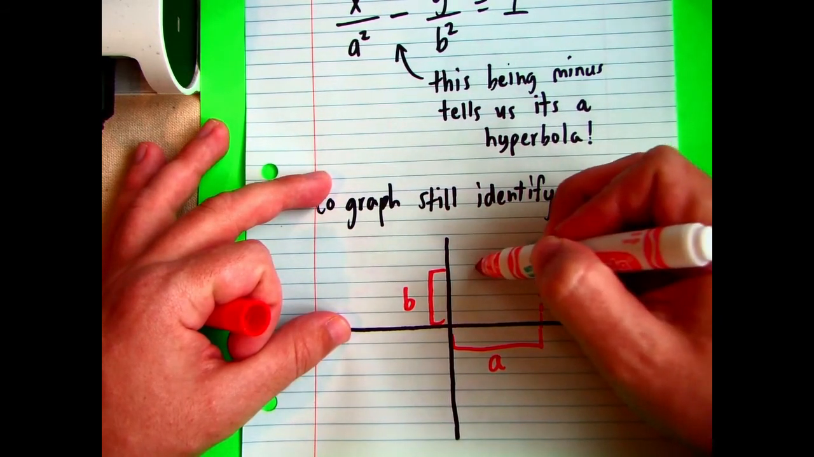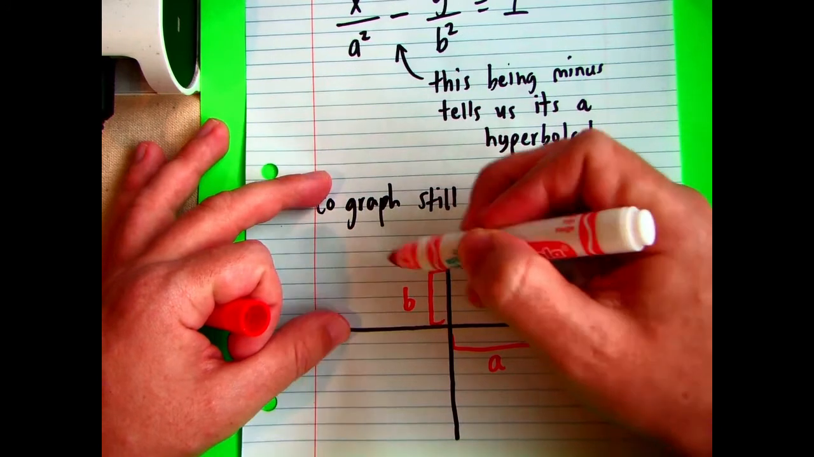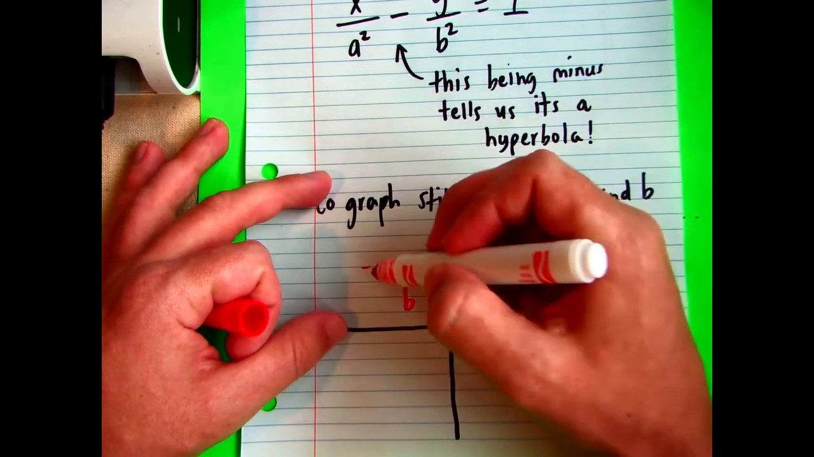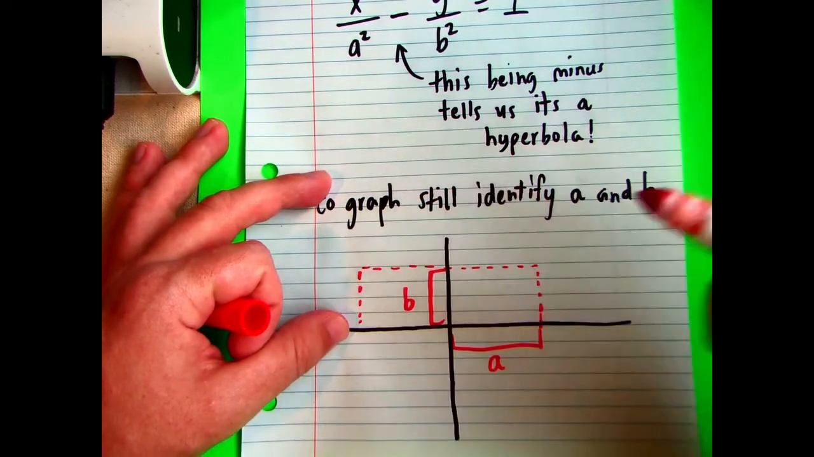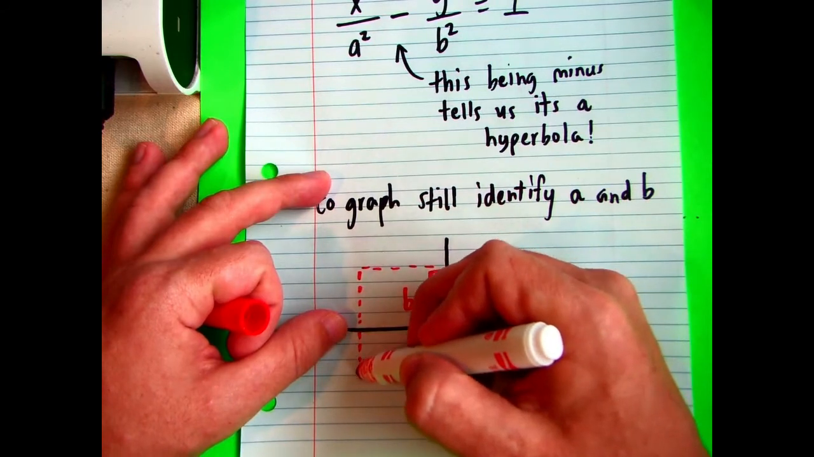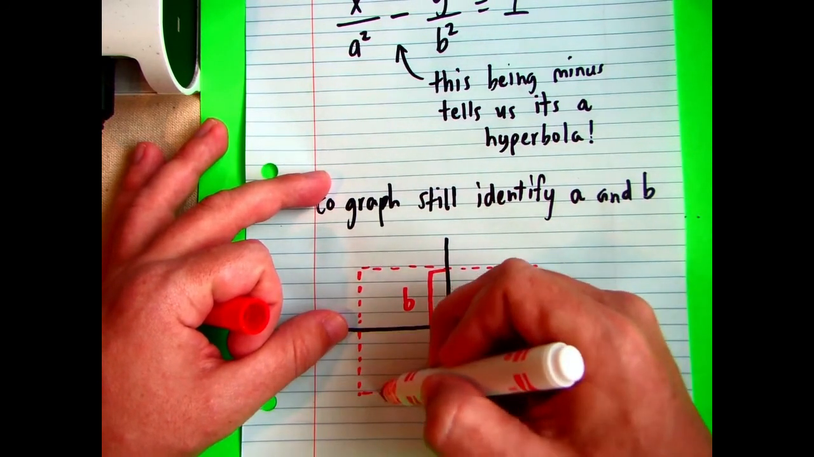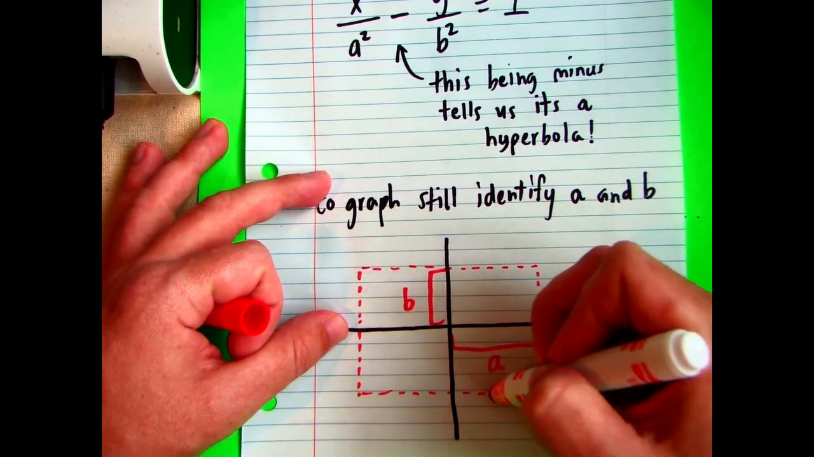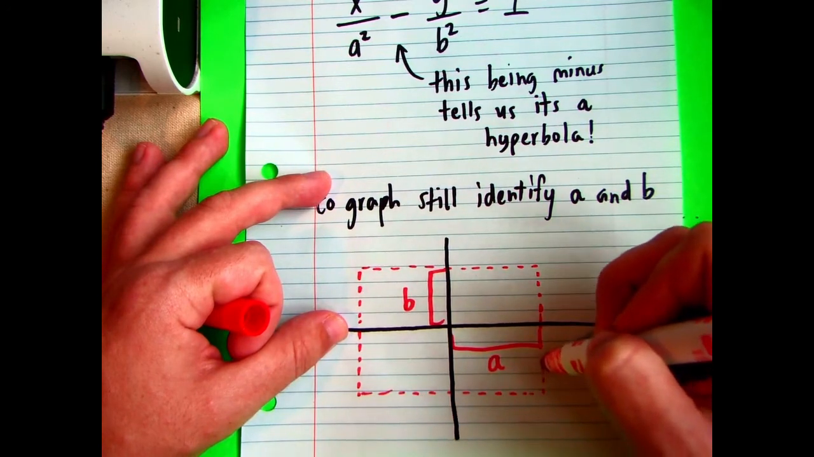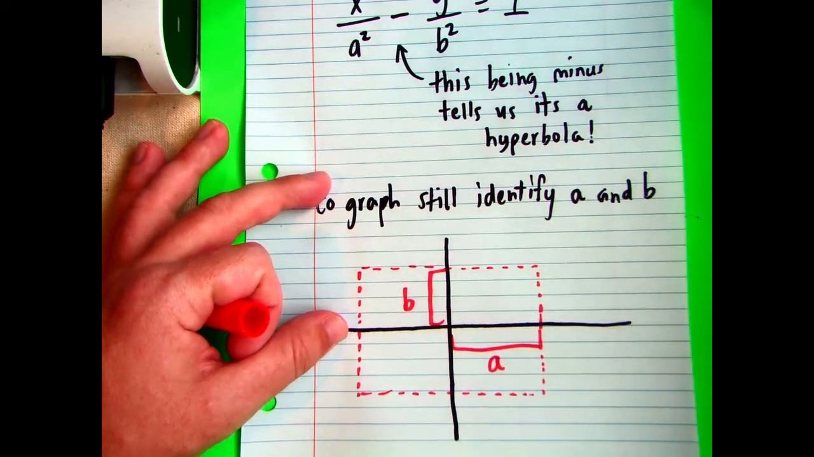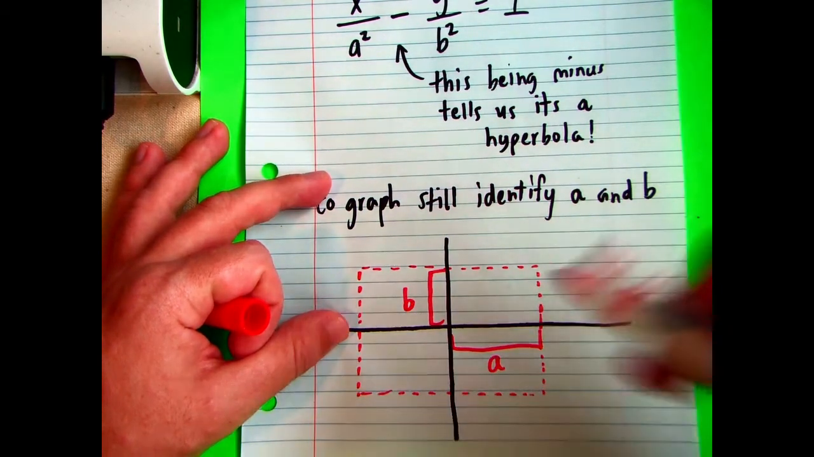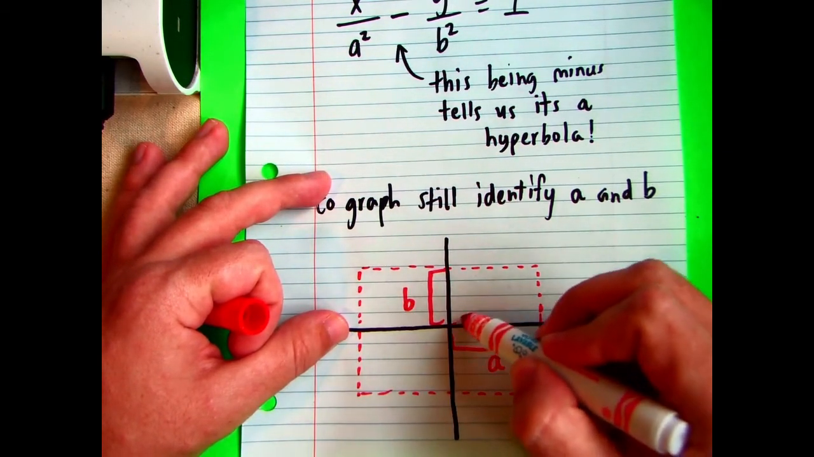And what I'm going to do with hyperbolas, I'm going to draw a rectangle. The width of the rectangle is going to be 2a, and the height of the rectangle is going to be 2b. So here's my rectangle here. The width is 2a, and the height is 2b.